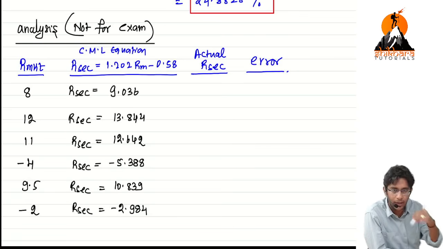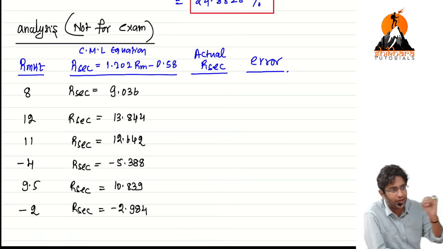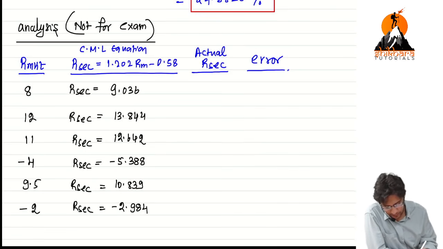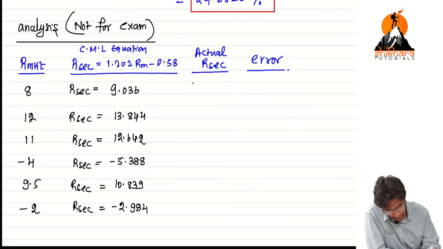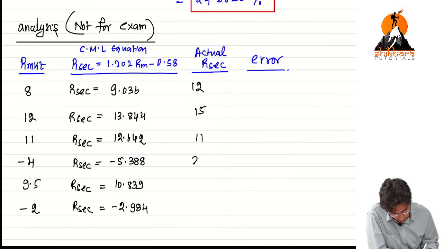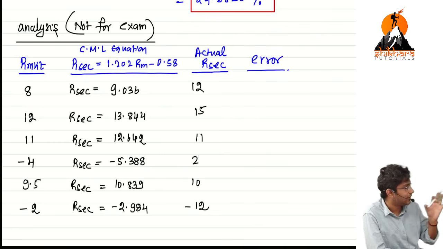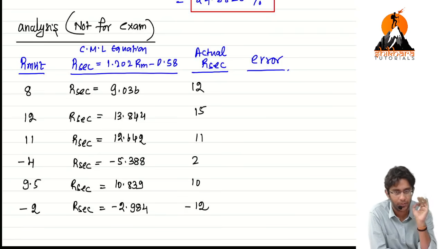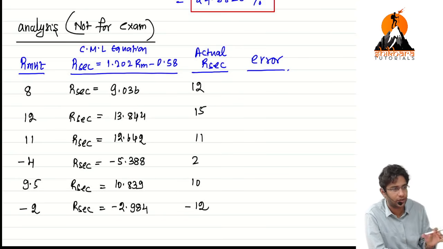Indirectly, the second column we just computed gives points on the line. On the line, these points will come. But in reality, the return is something else. What is the actual return? First year return, 12 to start. 12, 15, 11, 2, 10 and minus 12. Now, check the gaps. Stay consistent with the gaps. Either do second column minus third column or third column minus second column, your wish, but consistently maintain. Otherwise a plus or minus problem will come.